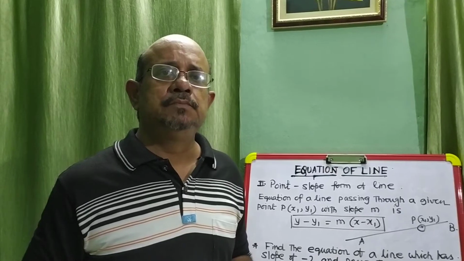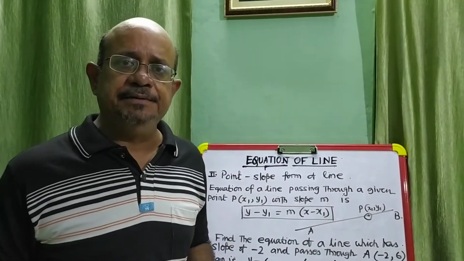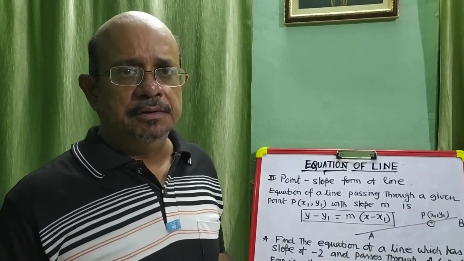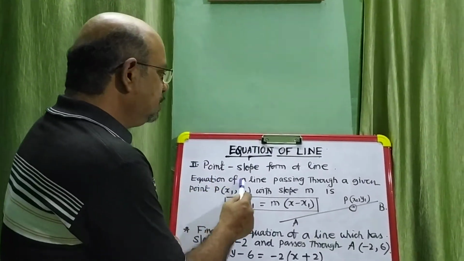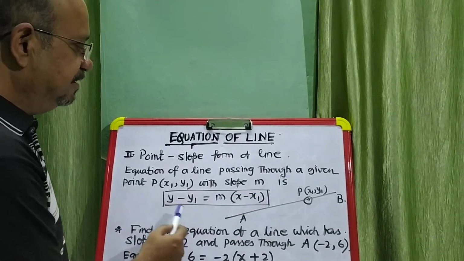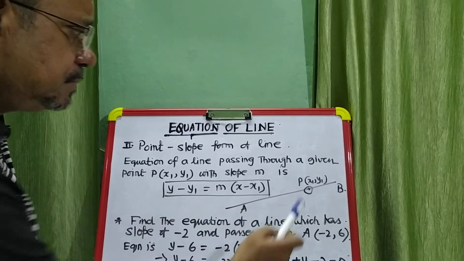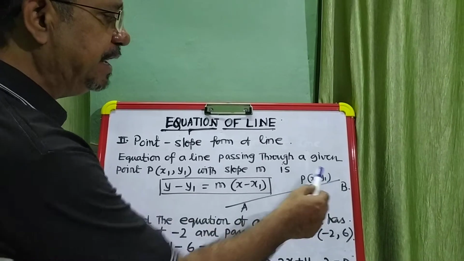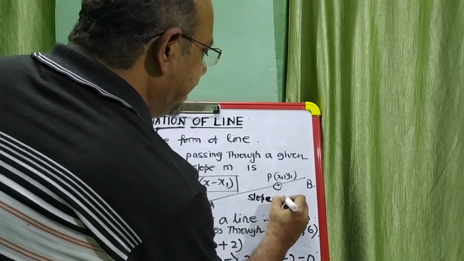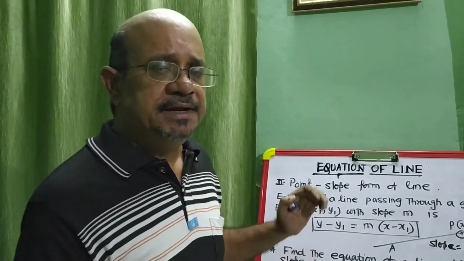Well, the next form of line is known as the point-slope form of line. Here we will be given a point on the line and the slope of the line will be known. Let's see what it is. Equation of a line passing through a given point P(x1, y1) with slope m is y minus y1 is equal to m into (x minus x1). If we know a point P(x1, y1) on the line, and if the slope of the line is known as m, then we can use this format. This is the most useful format at the 10th standard level.